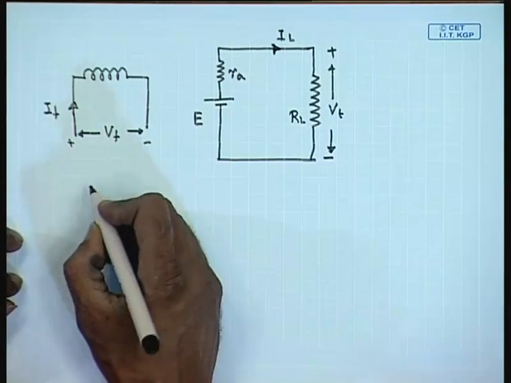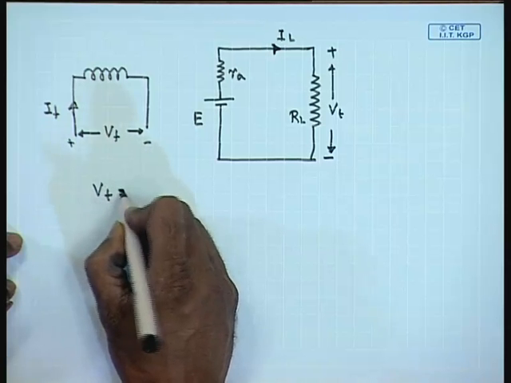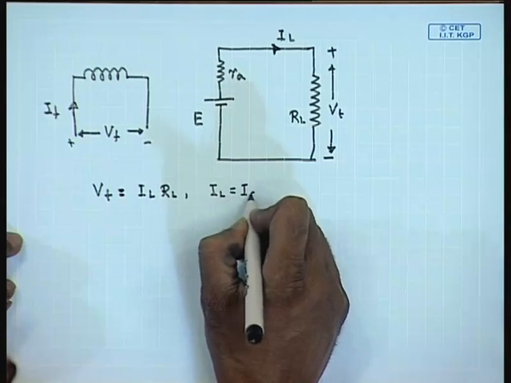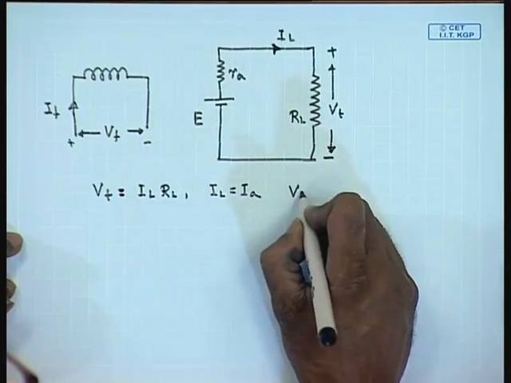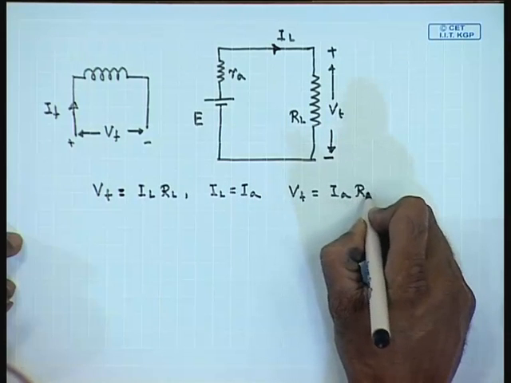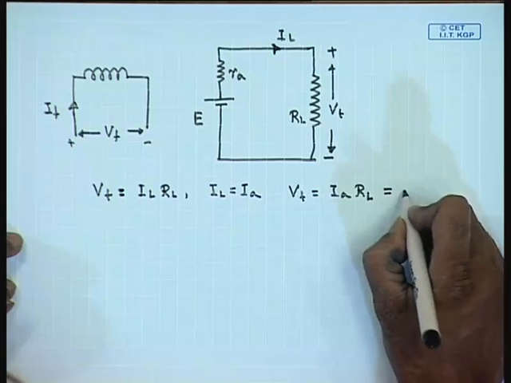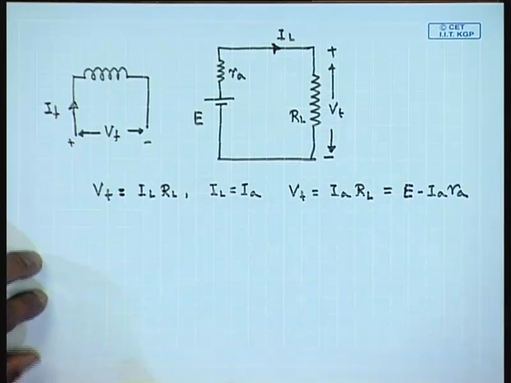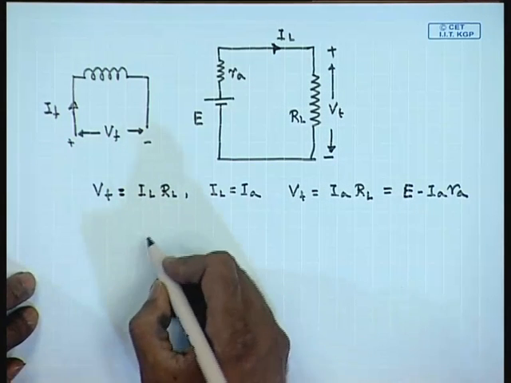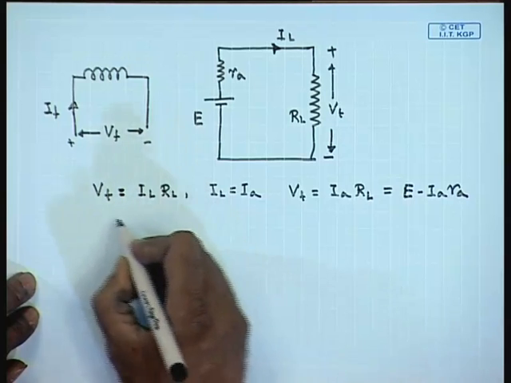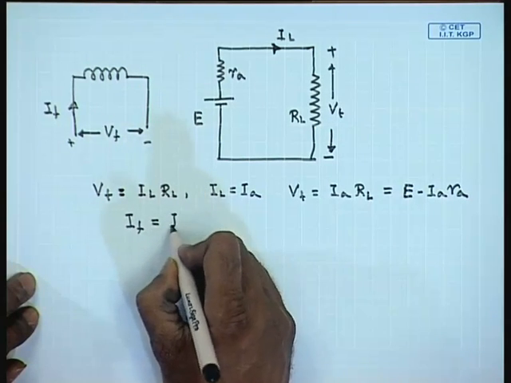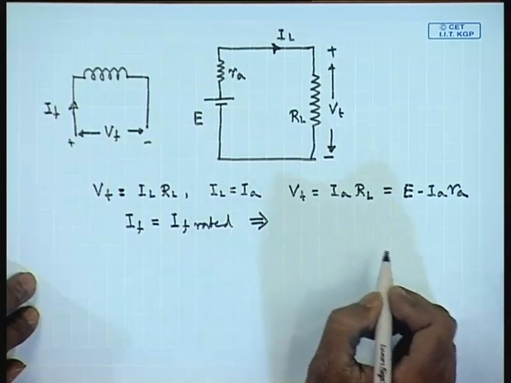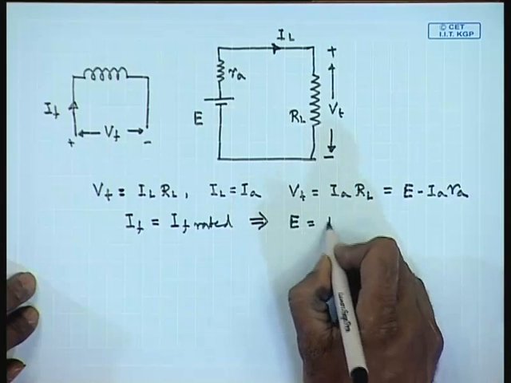From this we can easily say V t equal to I L R L, I L equal to I A, hence V t equal to I A R L. This is also equal to E minus I A R A. Now, if I f is equal to constant, it would imply that the machine is operated at constant speed, E equal to constant at E rated.